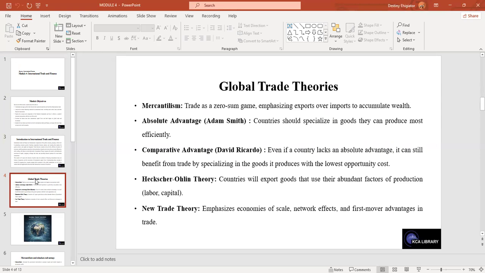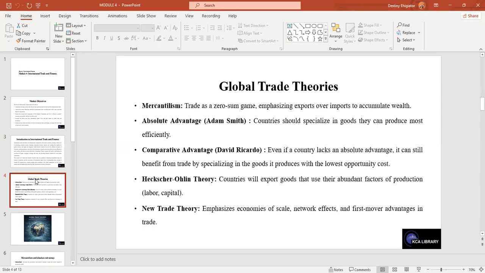We have the first, which is called mercantilism. This theory treats trade as a zero-sum game, emphasizing exports over imports to accumulate wealth. The next theory is the absolute advantage, provided by Adam Smith. Countries should specialize in goods they can produce most efficiently. That's what Adam Smith said.